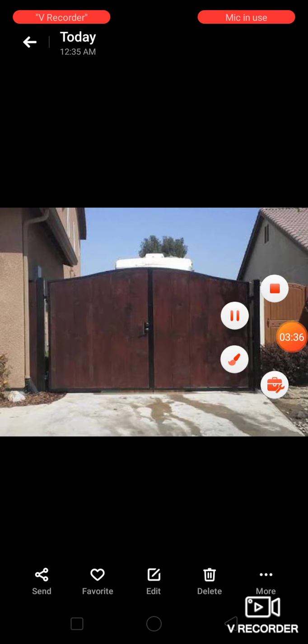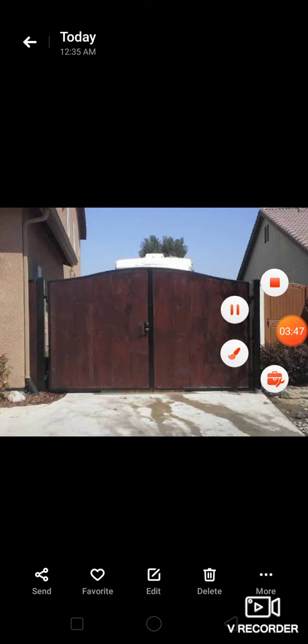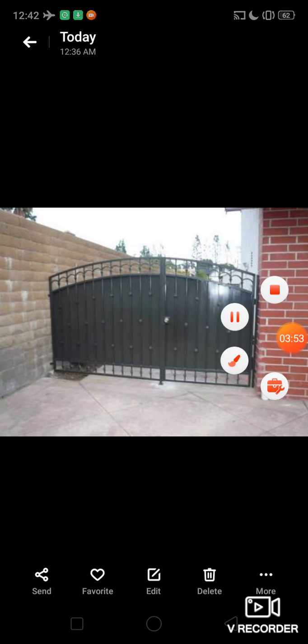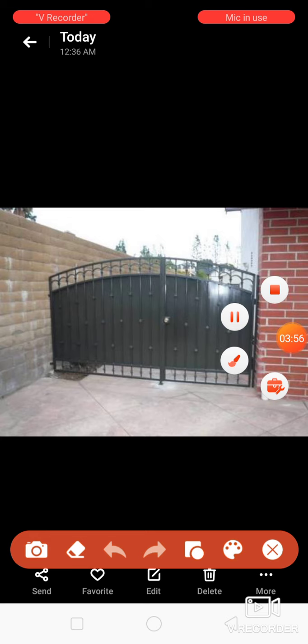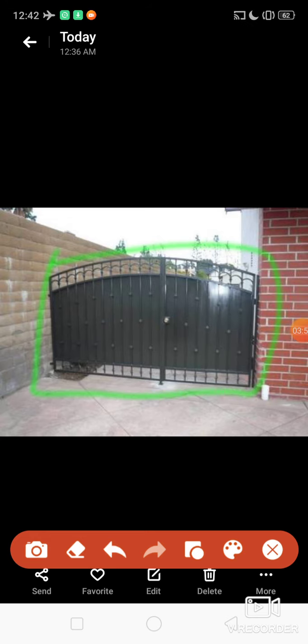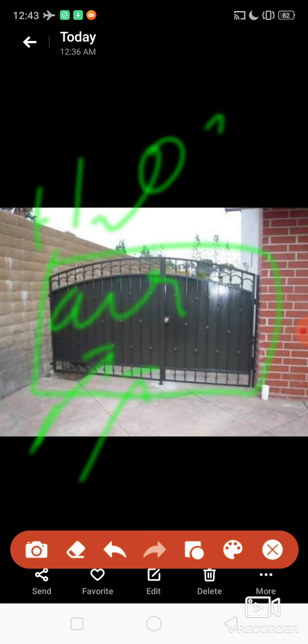Now the question can arise: why are grill gates made up of iron painted? You can see the gate here, it is painted. Why is it painted? When it is painted, the iron will not come in direct contact with air, that is with water vapor and oxygen, so rusting will not take place.